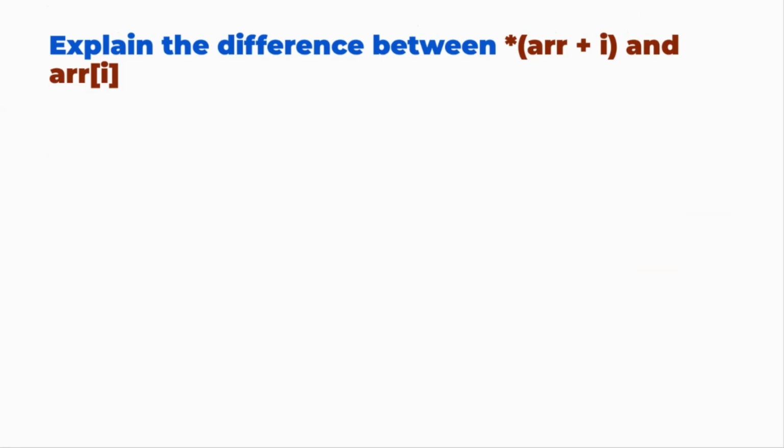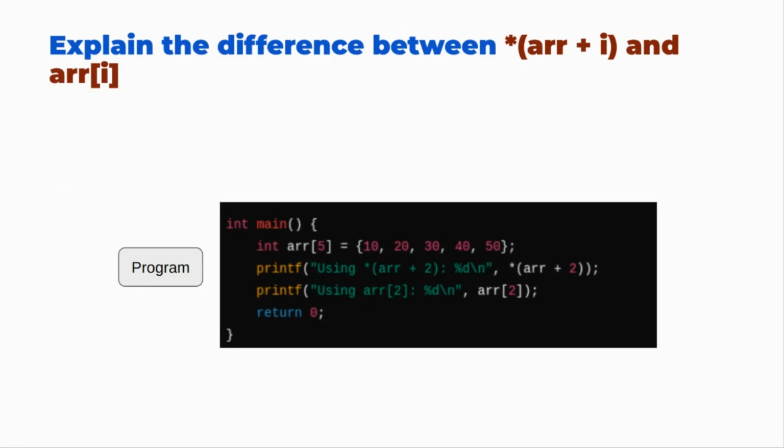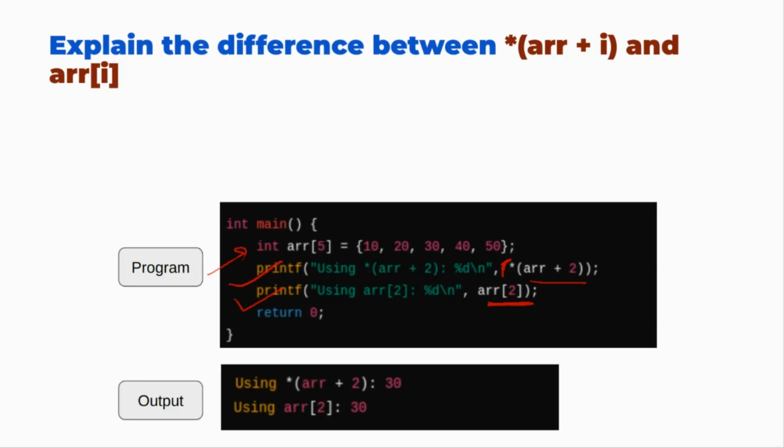Explain the difference between *(ARR + i) and ARR[i]. Let's analyze this code to understand. Here again we have an array containing 5 elements, ARR of 5. So what will be the output of this statement and what will be the output of this statement? Here we are using ARR plus 2 and dereferencing it. And here we are printing the array element directly using ARR of 2. So what will be the output? The output for both prints will be the same, which is 30, which is nothing but the second element, ARR of 2.